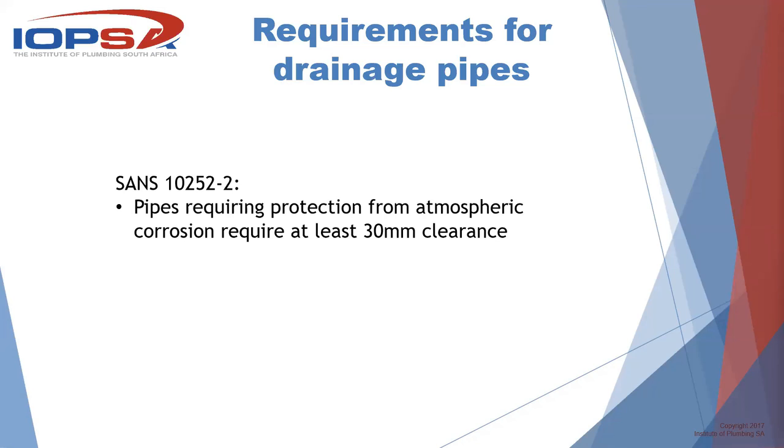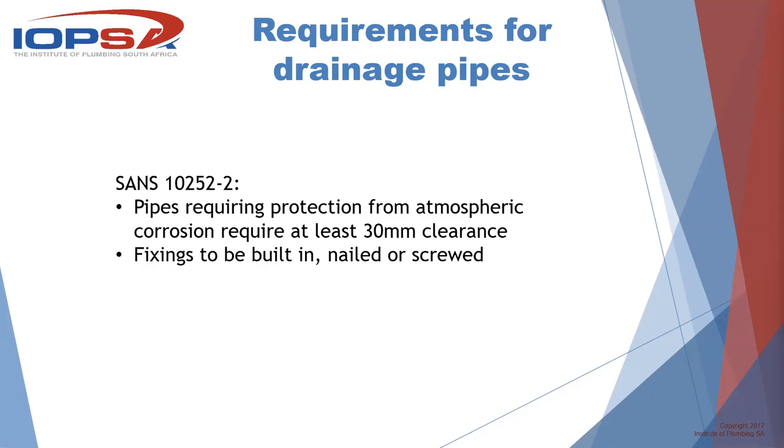So it's important for me to understand why we're trying to bracket the pipes. It's not just to look nice, although that does count, but it's a functional requirement. So for drainage pipes, SANS 10252-2 is what we look at, and of course SANS 10400 Part P is also a sister standard that we look at. And here's just a couple of pointers as to what the requirements are there.